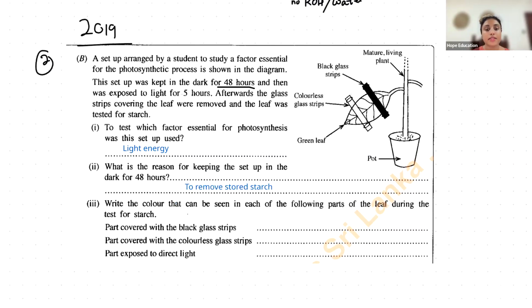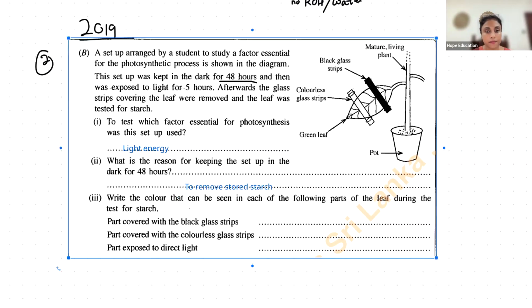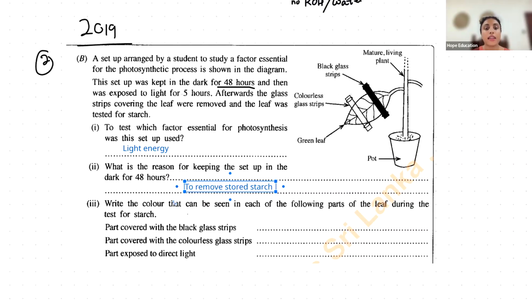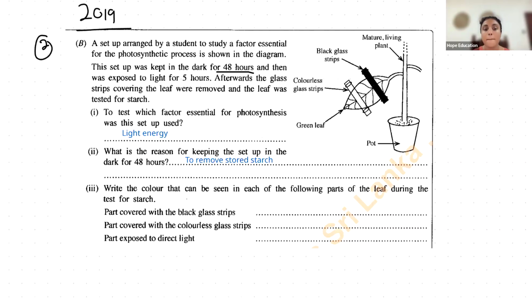Write the color that can be seen in each of the following parts of the leaf during the test for starch. Part covered with black glass strips.